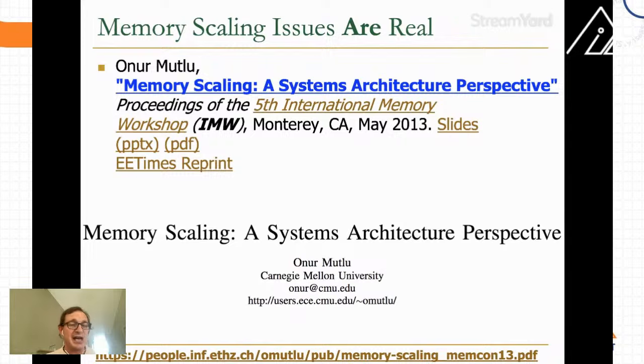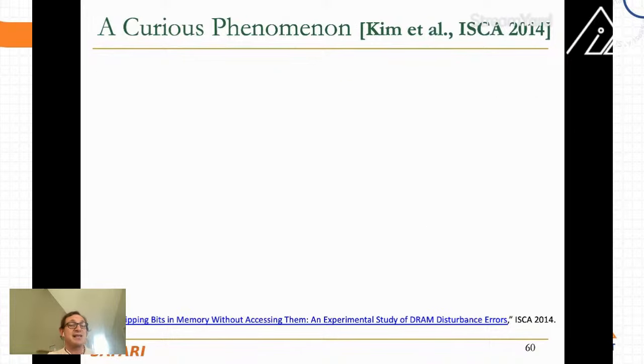Basically, as you reduce the size of a memory cell, DRAM cell or flash cell, but we're going to focus on DRAM in this particular lecture, it becomes less reliable. And this reliability issue has problems. Essentially, you may have data corruption, for example. This data corruption can be exploited by hackers to actually take over the system. And this is an example problem.